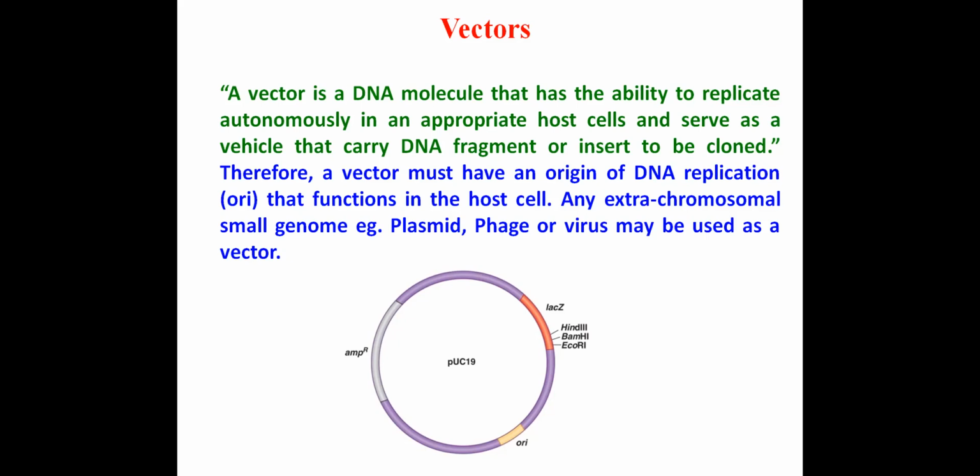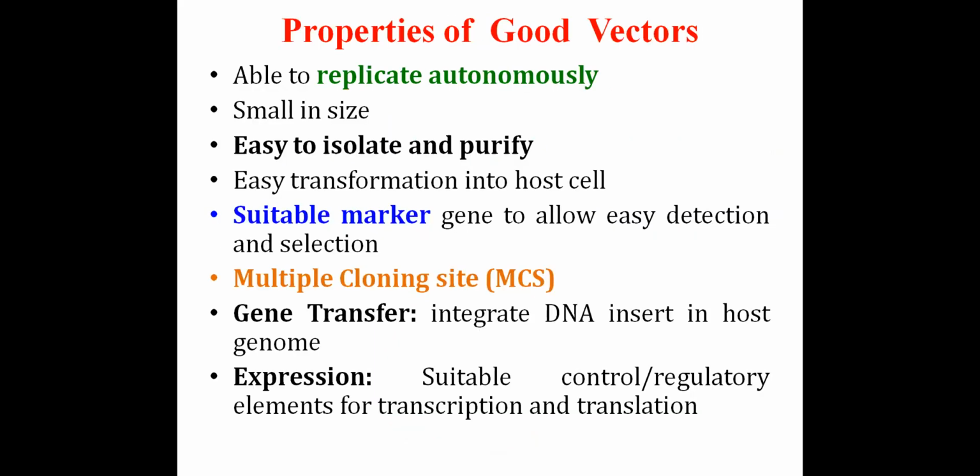Now, what are the properties of a good vector? As I have told, when the vector carries a gene of interest inside the suitable host, it must have some properties. Only then will you be able to get multiple copies inside the transformed host. The very first property is that it must be able to replicate autonomously. It means it must carry one origin of DNA replication, so that when it gets inserted inside the host cell, it can replicate.